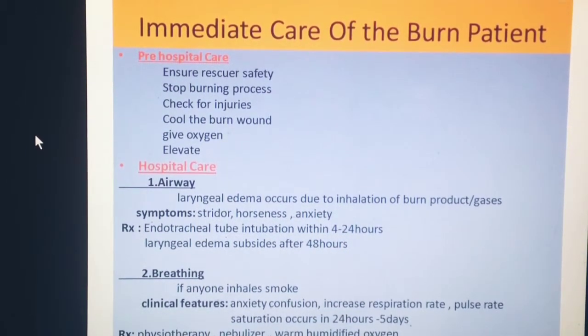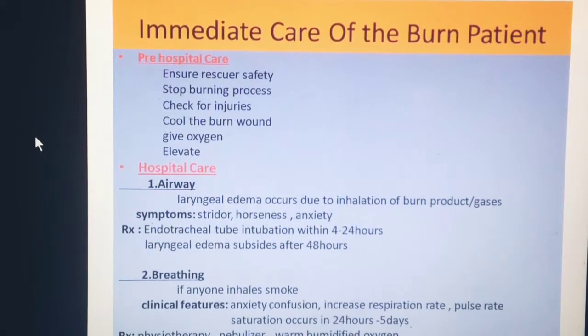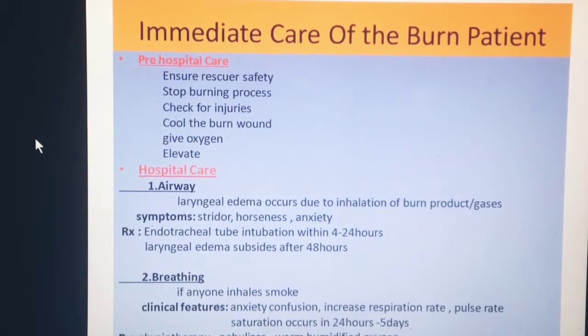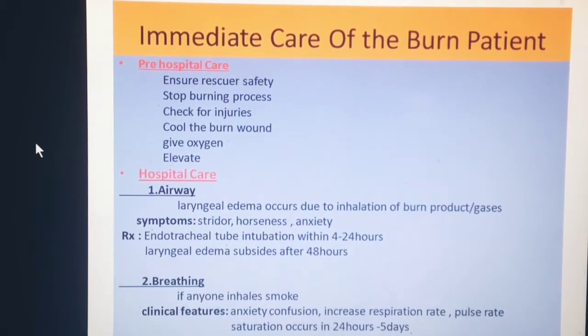In the pre-hospital care, we ensure firstly the rescuer safety, stop the burning process, check for injuries, cool the burn wound, give oxygen, and elevate the patient.